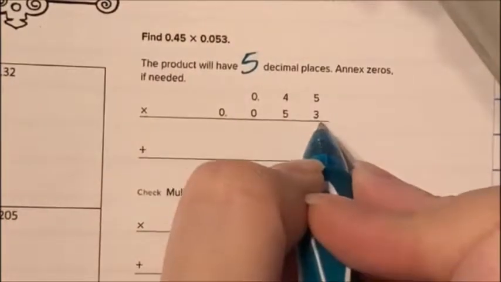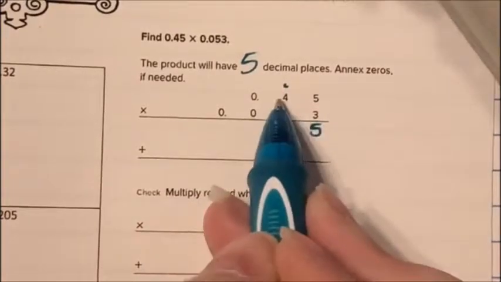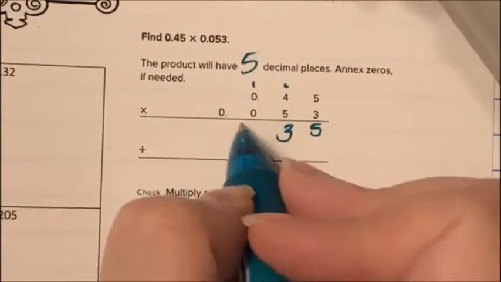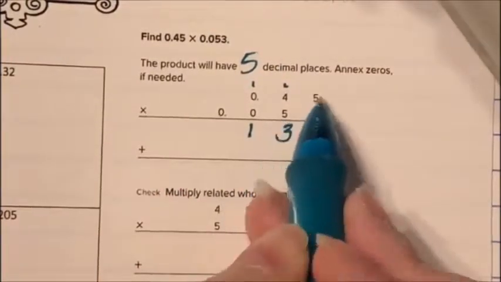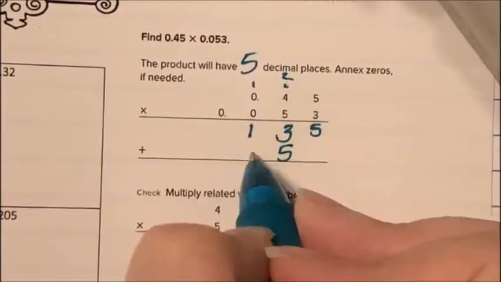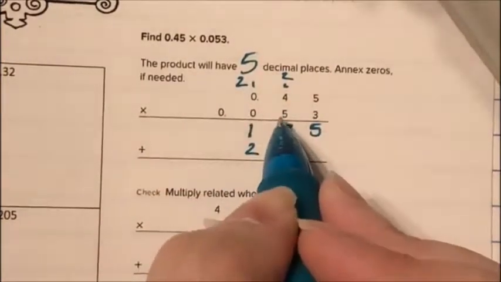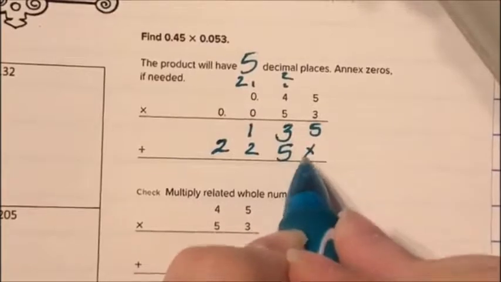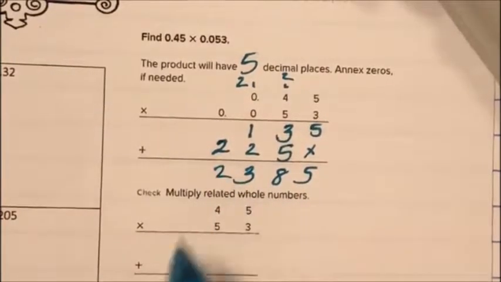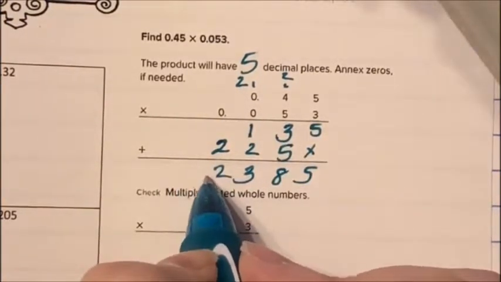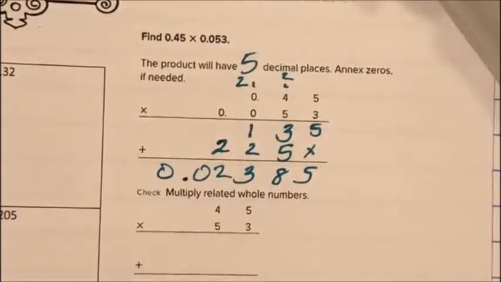5 times 3 is 15. Carry the 1. 3 times 4 is 12. Plus 1 is 13. Carry the 1. 3 times 0 is 0 plus 1. Okay. 5 times 5 is 25. Carry the 2. 5 times 4 is 20. Plus 2 is 22. Carry the 2. 5 times 0 is 0. Plus 2 is 2. Add these together. I get 5, 8, 3, 2. Okay. And I'll have 5 decimal places. So 1, 2, 3, 4. I have to annex a 0 in there. So I get that.